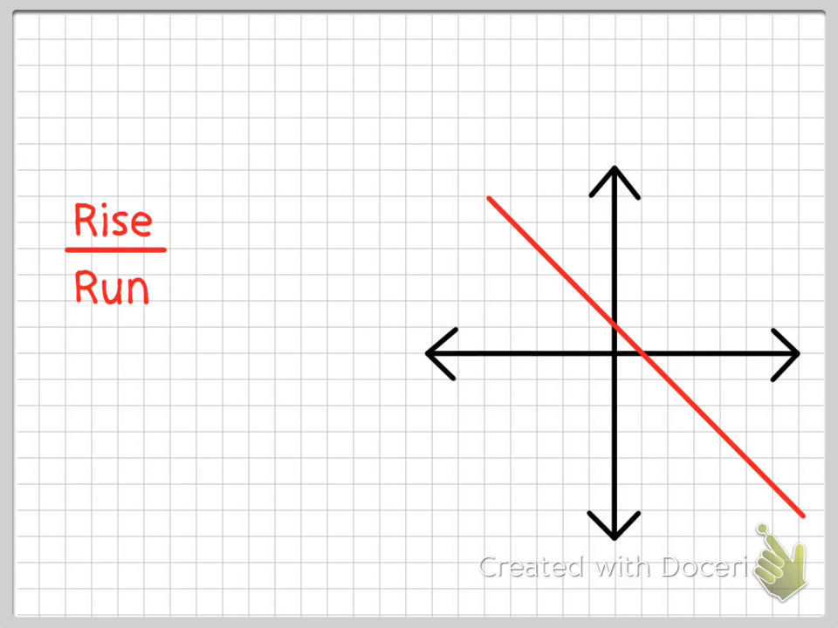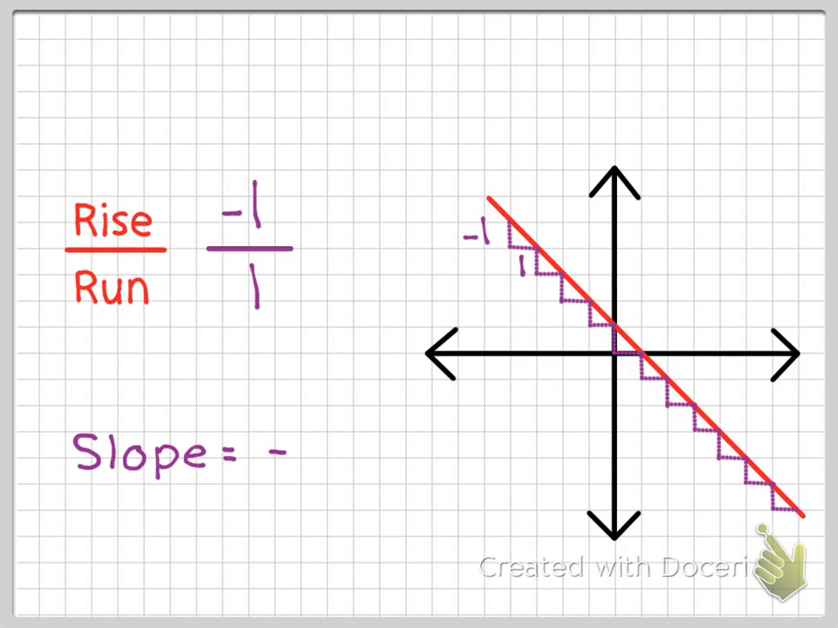Here's another one. So we're just looking for the slope. We're looking to see where it crosses. It looks like I can go down 1 and to the right 1 each time in this case. So my rise is negative 1 and my run is positive 1, making my rise over run negative 1 over 1, which means my slope, remember that negative 1 over 1 can be simplified to just negative 1.